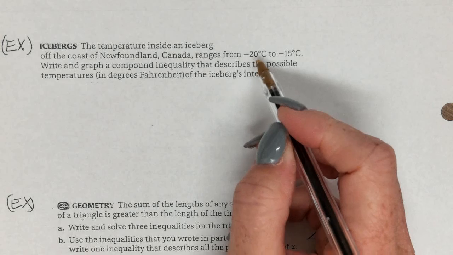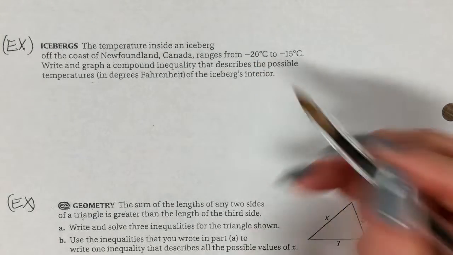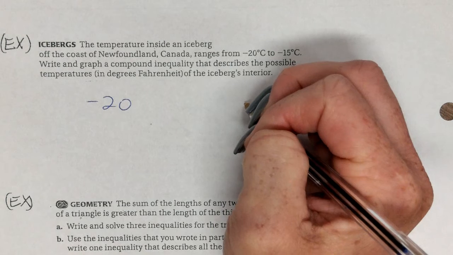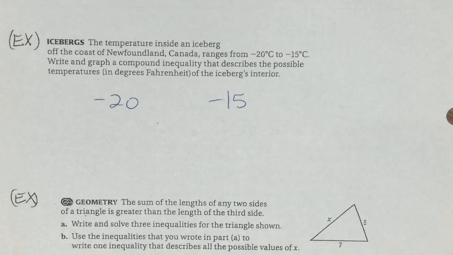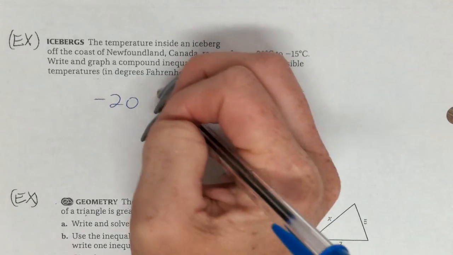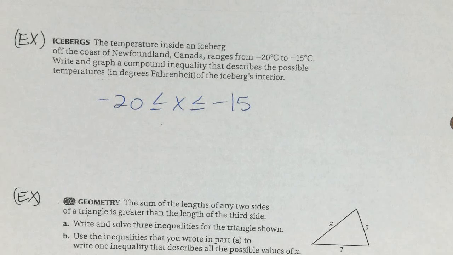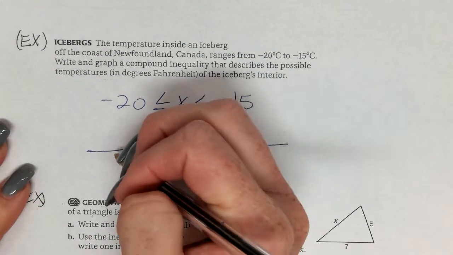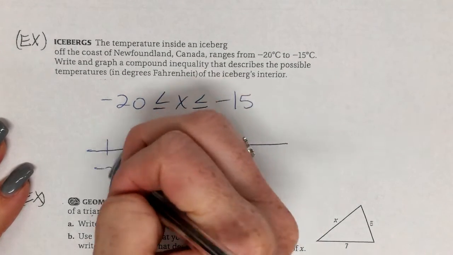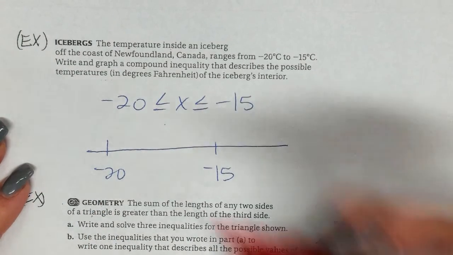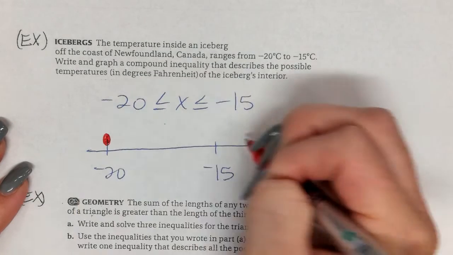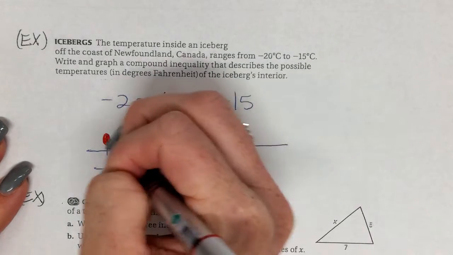All right, so what's the lowest temperature? What's the highest temperature? All right, can it be those? Yes. So it's going to be "or equal to." Okay, put that on a number line. Here's -20. Here's -15. And it's going to be a solid dot on both, shaded in the middle.